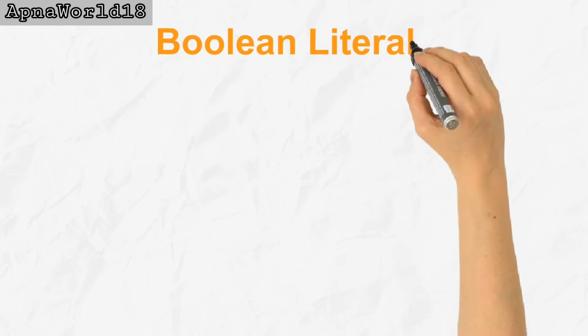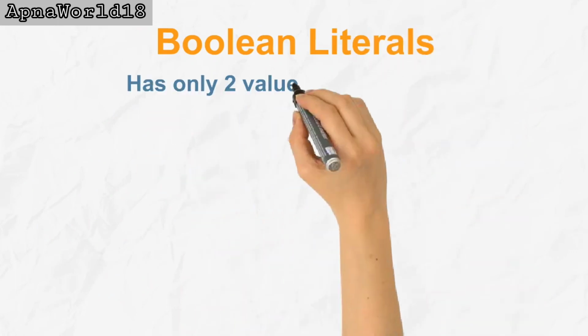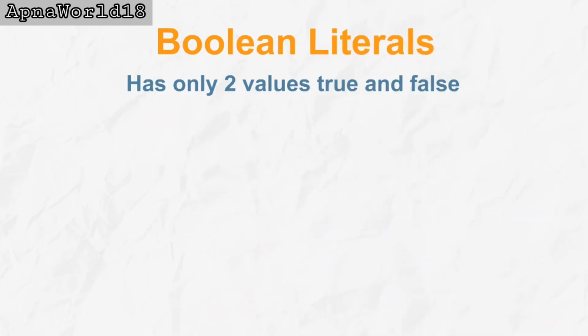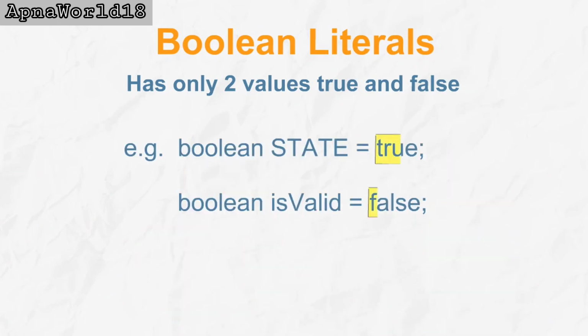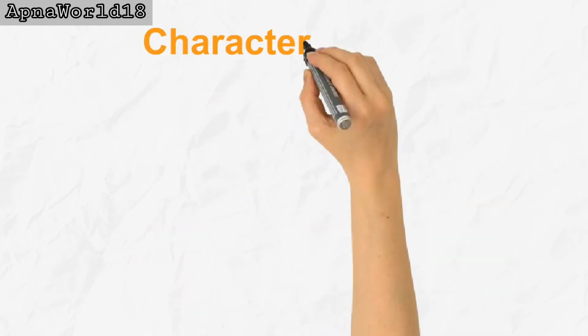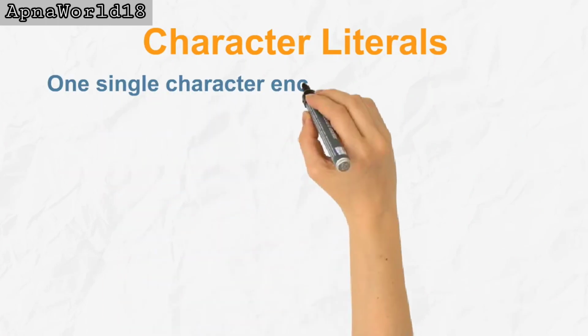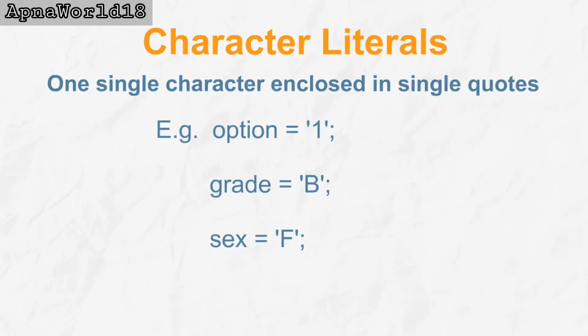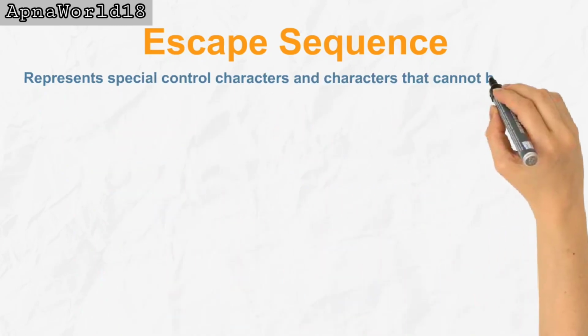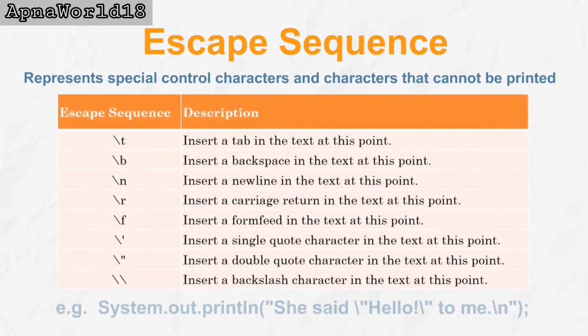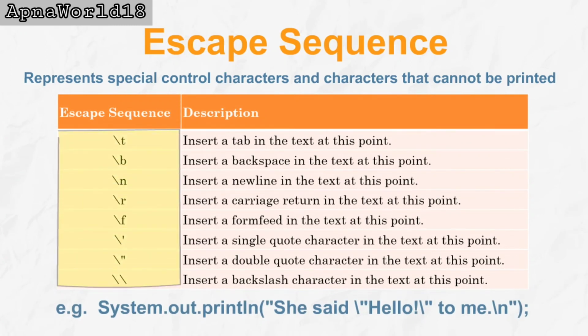Next is Boolean literal, which has only 2 values, true and false, as given in this example over here. Next is character literal, which is one single character enclosed in single quotes. It can also be an escape sequence, which is a special type of character literal. They represent special control characters and characters that cannot be printed. They are represented by a backslash followed by a character code.